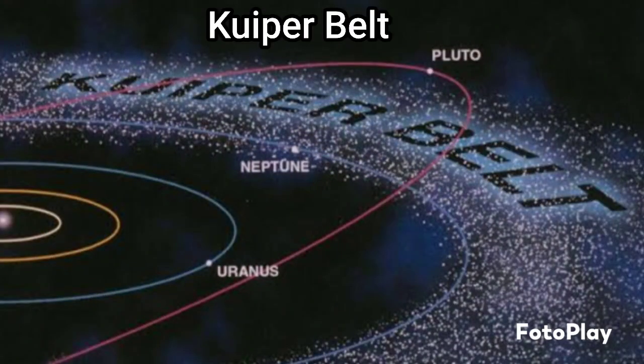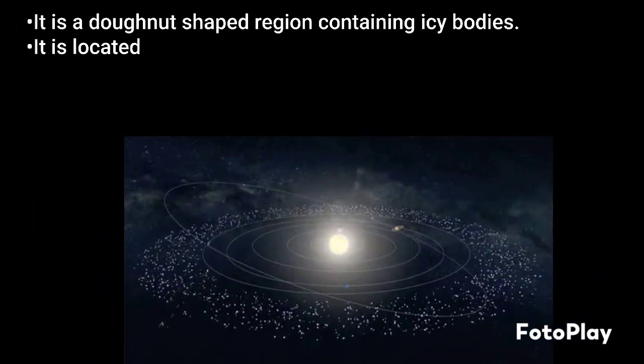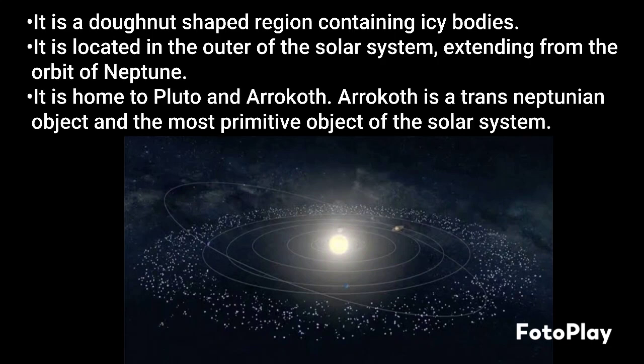Then comes the Kuiper Belt. It is a donut-shaped region containing icy bodies. It is located in the outer solar system, extending from the orbit of Neptune. It is home to Pluto and Eris. Eris is a trans-Neptunian object and the most primitive object of the solar system.